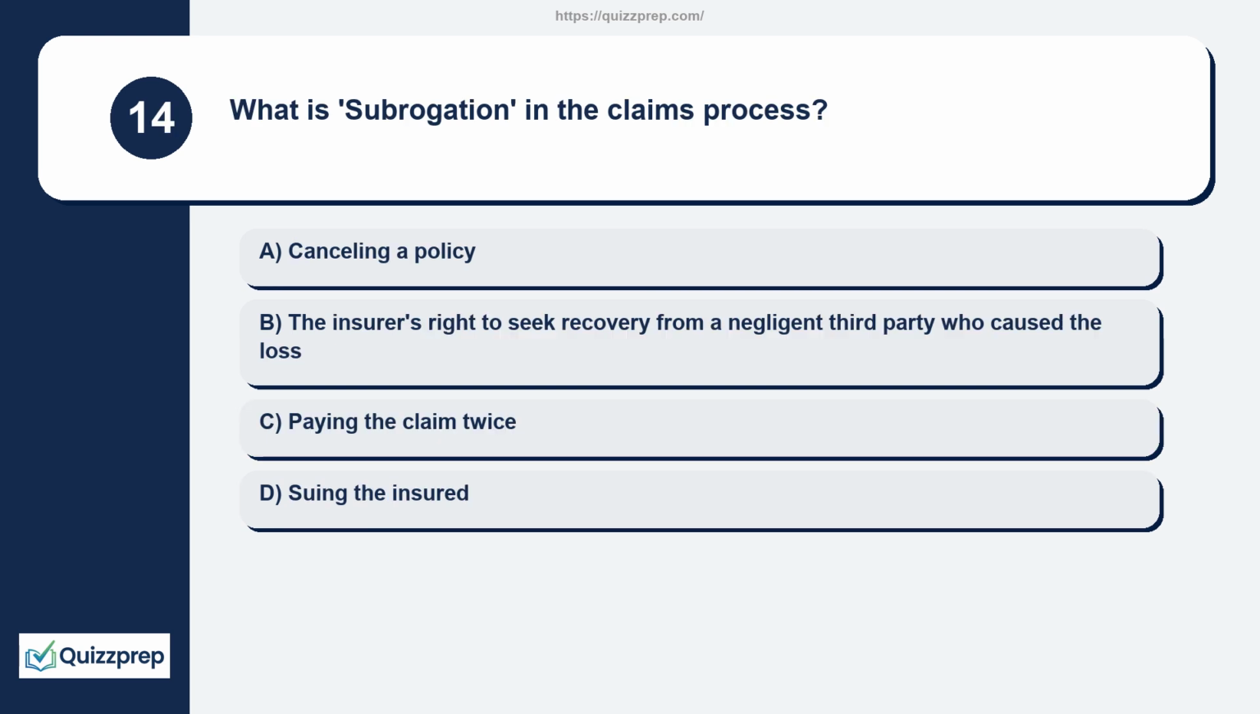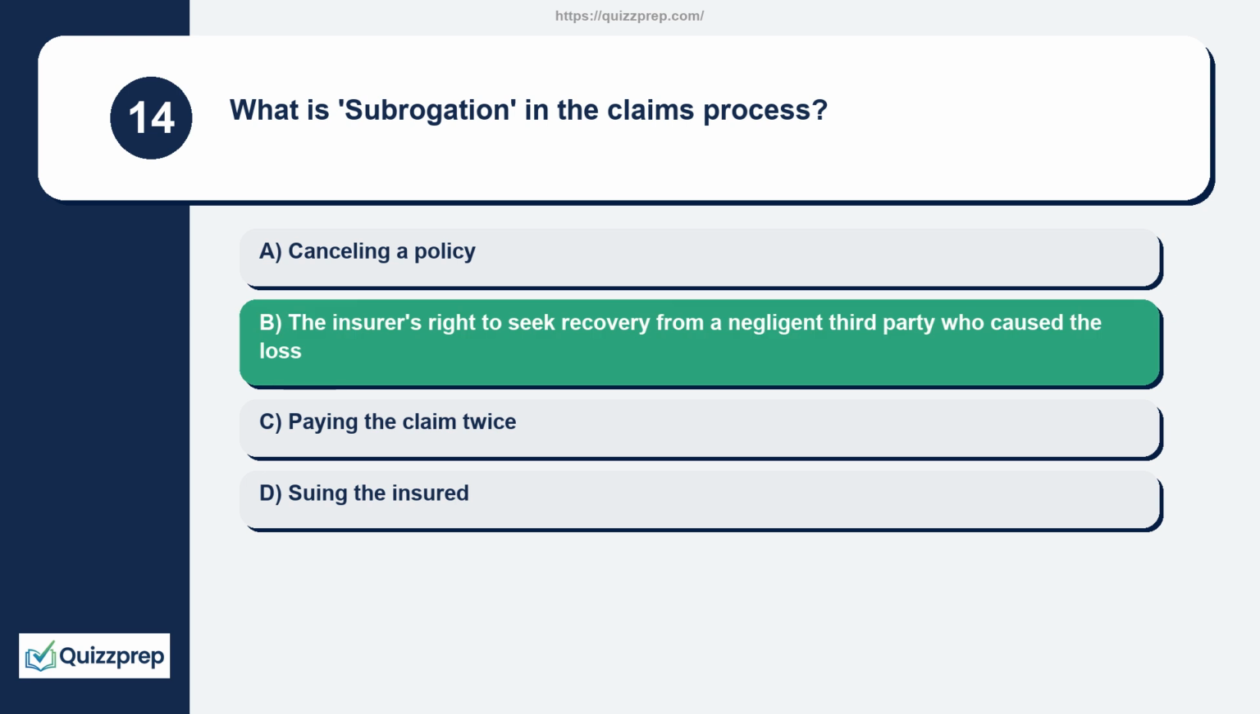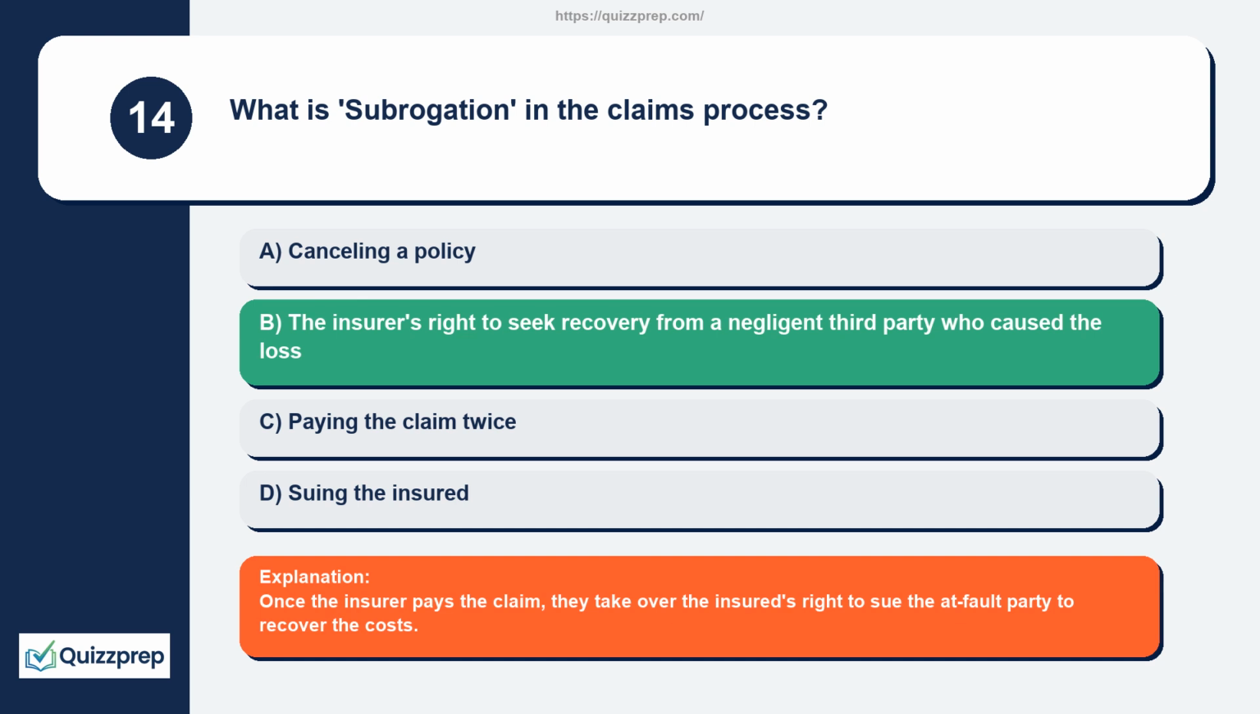Question 14. What is subrogation in the claims process? Canceling a policy. The insurer's right to seek recovery from a negligent third party who caused the loss. Paying the claim twice. Suing the insured. Once the insurer pays the claim, they take over the insured's right to sue the at-fault party to recover the costs.